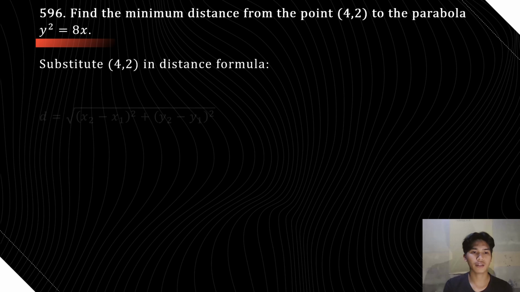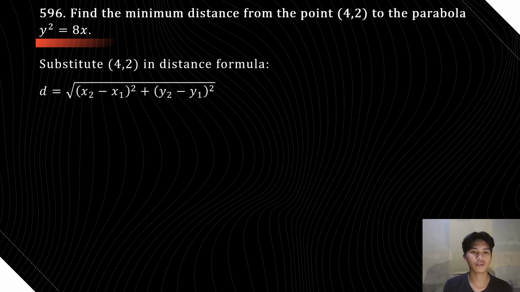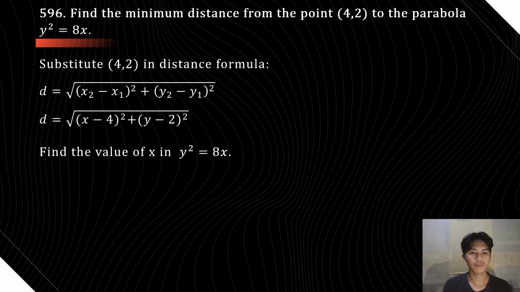Our distance formula is d is equal to the square root of (x sub 2 minus x sub 1) raised to 2 plus (y sub 2 minus y sub 1) raised to 2. Then we substitute the (4, 2) in the formula. So d is equal to the square root of (x minus 4) raised to 2 plus (y minus 2) raised to 2. Then we find the value of x in y squared equals 8x.